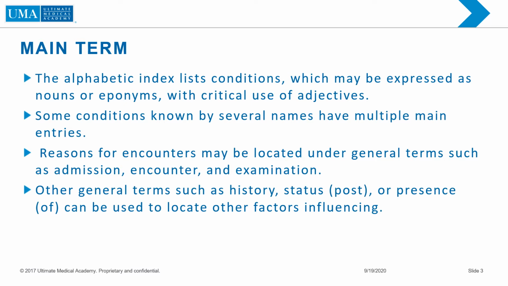And other general terms such as history, status post, or present of can be used to locate other factors influencing the diagnosis. So if you have a patient that has a history of an illness, you can go into the alphabetic index and go straight to history and find that in order to locate the diagnosis code that you're looking for.